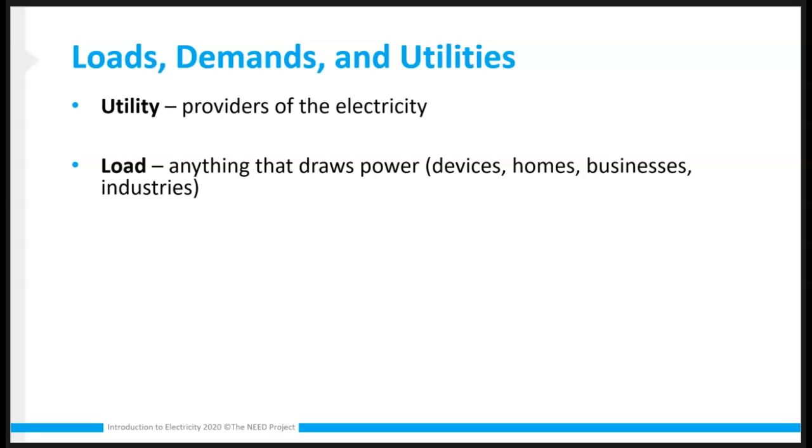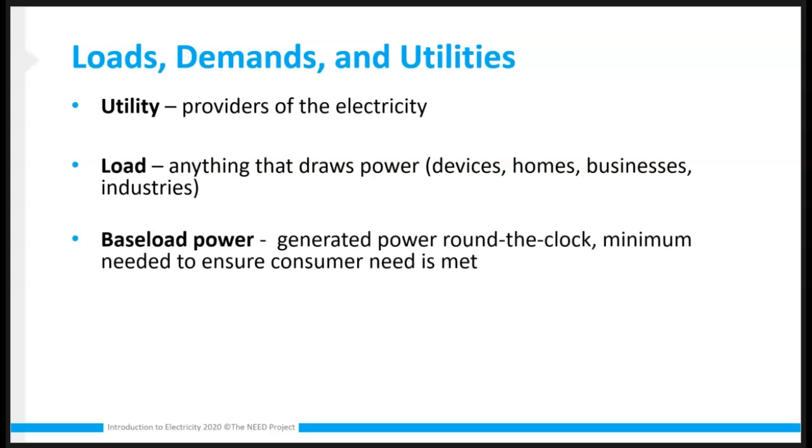To keep these loads powered, to keep these devices full of moving electrons, we need to keep a certain level of base load power. This is power that's generated throughout the day, all day, every day, 24/7. It's the minimum amount of electricity needed to meet the needs of all of the consumers in an area. If enough electricity is not provided to meet this baseload power, we see blackouts and brownouts, and that's when the lights go out. Baseload plants usually operate near full capacity all day, every day.